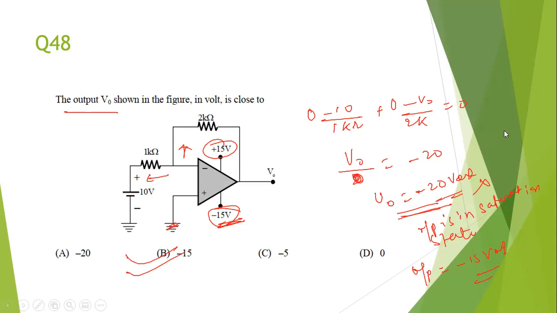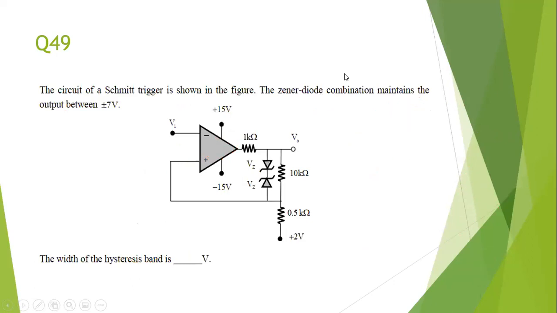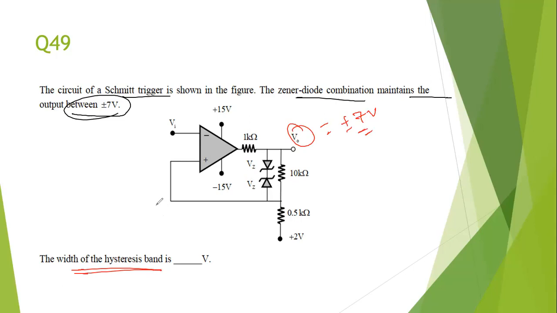Now I'm going to discuss the next question. The next question is question number 49. In this circuit shown, this is your Schmitt trigger circuit. The Zener diode combination maintains the output voltage at plus minus 7 volt. It means the output voltage is equal to plus minus 7 volt. What is the width of the hysteresis band? My dear friends, what is the hysteresis band?